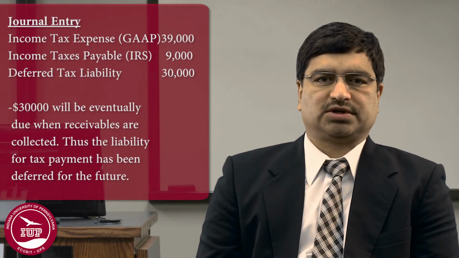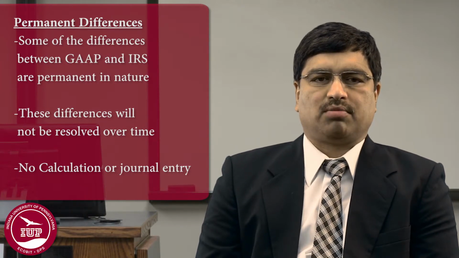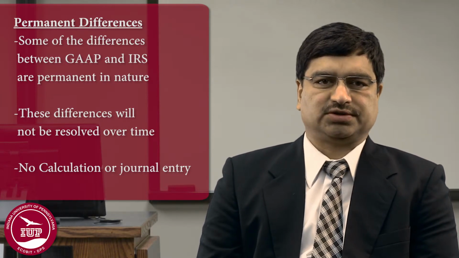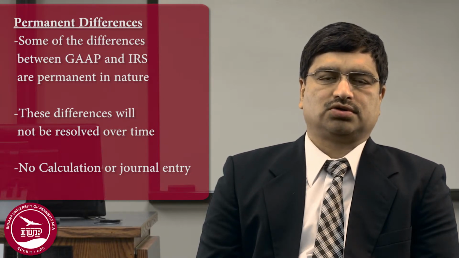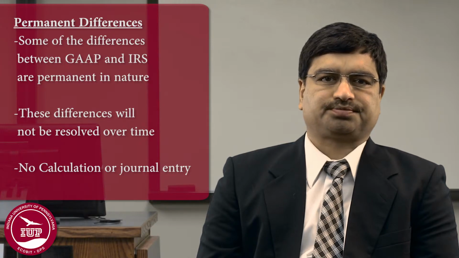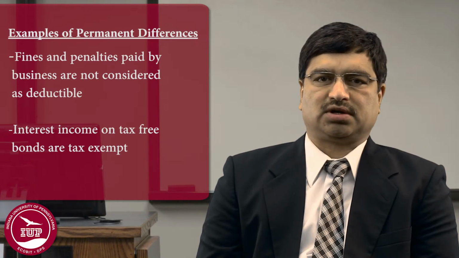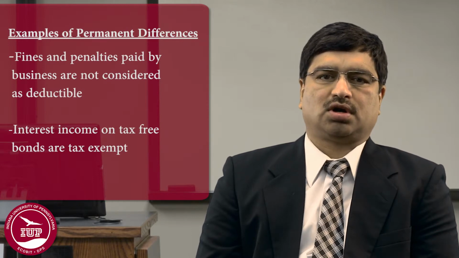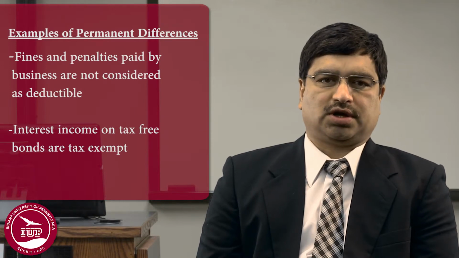Now, the permanent differences in the two incomes can be due to various reasons, but these differences will not be resolved over time, and that's why they are called permanent differences. There is no calculation or journal entry needed for resolving these permanent differences. What are the examples? Examples are fines and penalties paid by businesses, which are not considered deductible. Or if the company has invested in tax-free bonds, say municipal bonds or any other tax-free bond, the interest on that is also tax exempt.